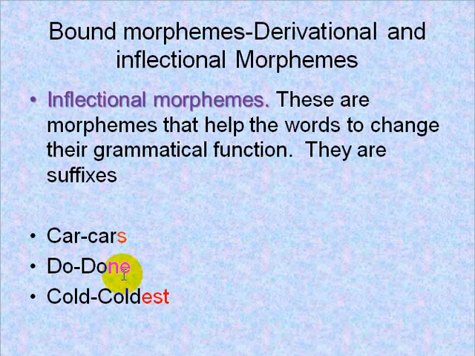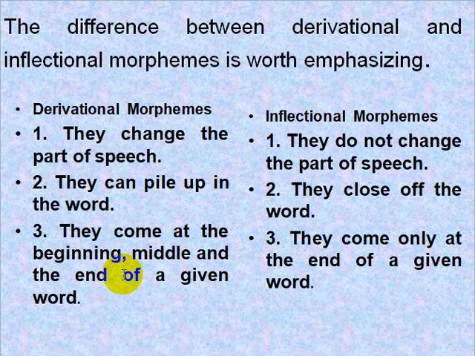Of course, they have certain differences between the inflectional morphemes and the derivational morphemes. The differences are pointed out in 3 points. Point number 1, derivational morphemes can change the part of speech or word class.